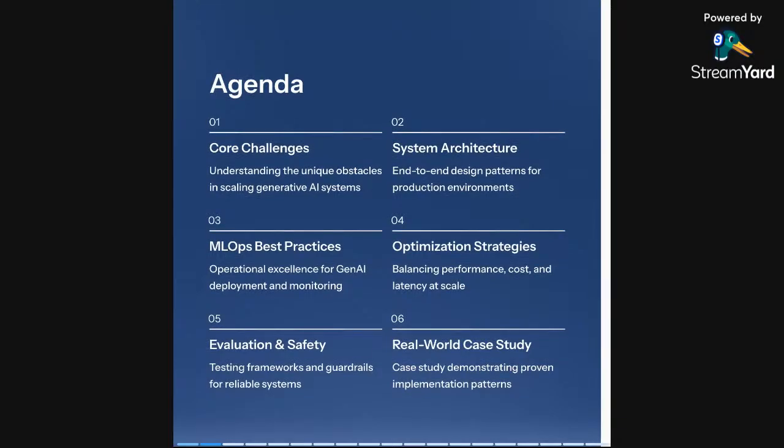We're going to discuss the core challenges that we face while building, designing, and deploying these agents and models. Then the overall end-to-end system architecture that we discussed last time, a little bit of it, the design pattern, and the production environment for that. Then MLOps best practices to deploy and operationalize these GenAI models and monitor them. We're going to talk about how to optimize those strategies, then evaluate those models and agents, and then real world case studies.